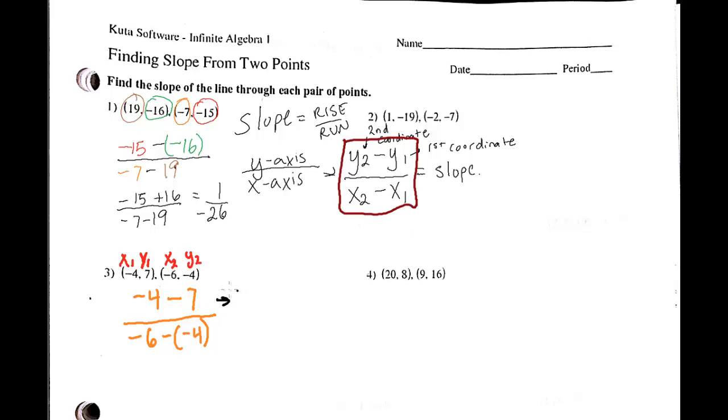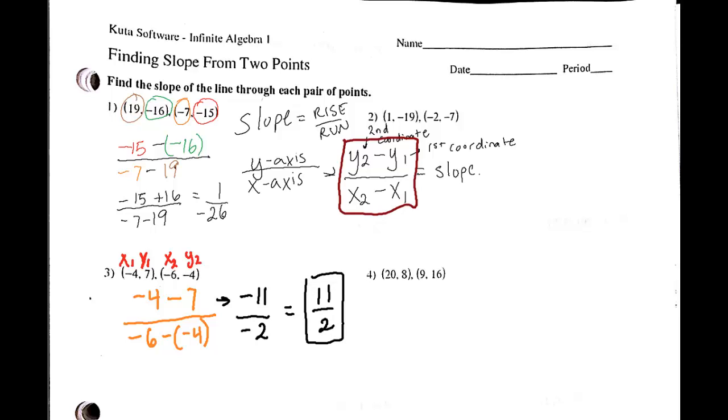So let's do a little bit of algebra. Negative 4 minus 7 is negative 11. And negative 6 minus negative 4, it's changing to addition again, so this would be negative 2. Remember, a negative over a negative is a positive, so my slope is 11 over 2, positive. And we would leave it as an improper fraction that's already simplified like that.